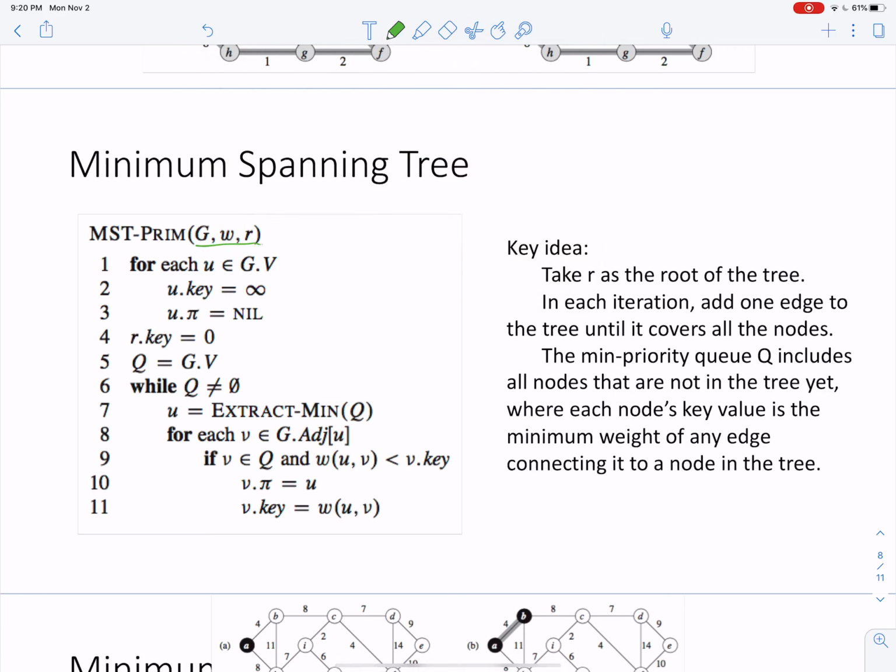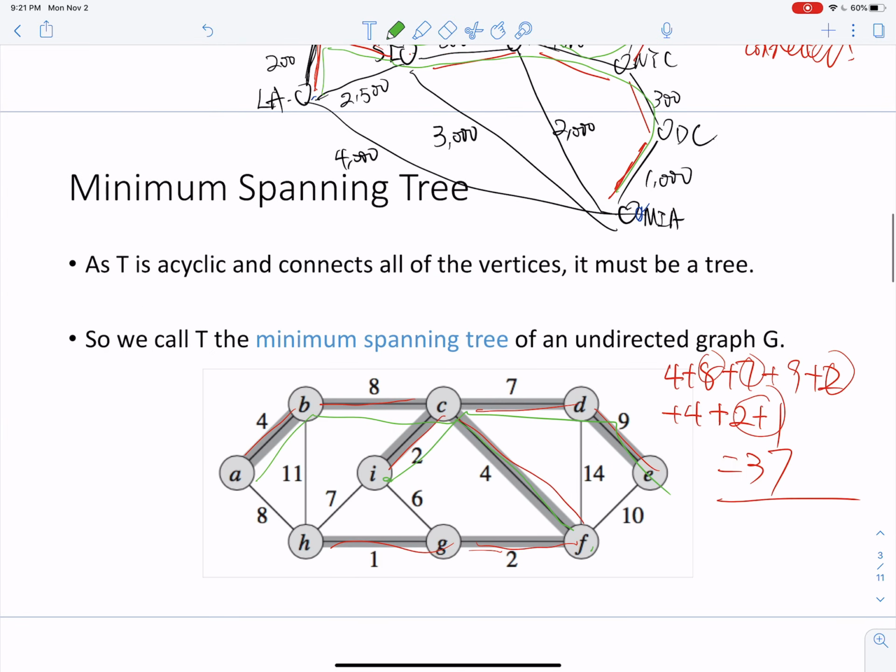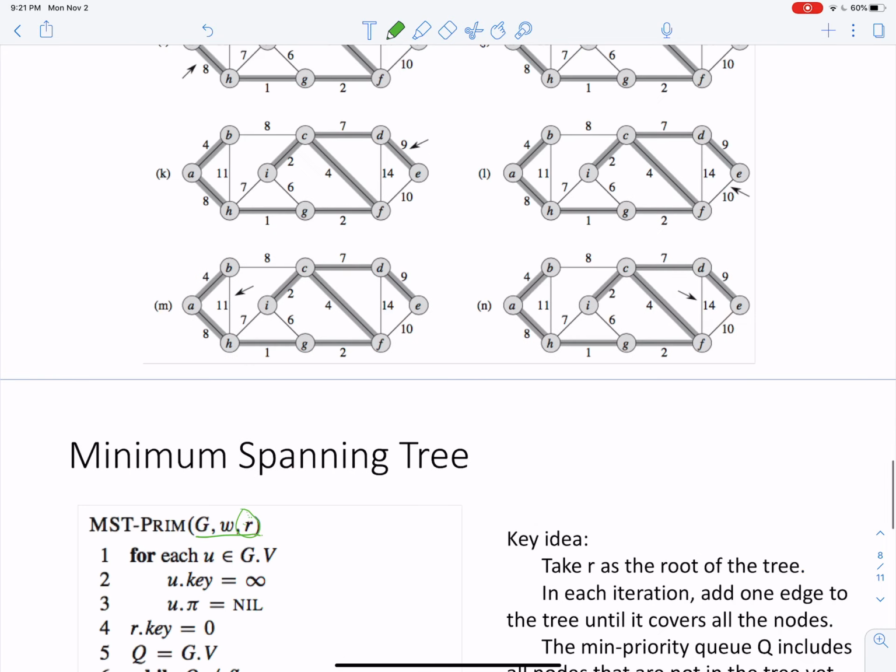it takes three inputs. G is the graph, W is the weight function, which helps us to know what is the weight associated with a certain edge in the graph. And R is the root, it's a node. R can be any node in the graph, you just need to specify it. It's where you are going to start constructing the tree.